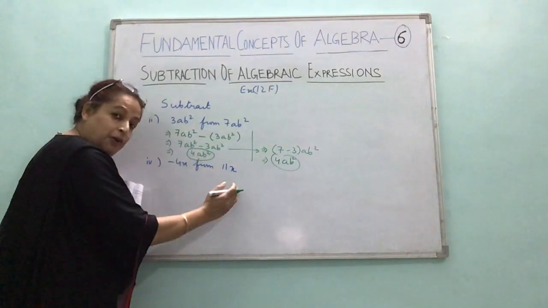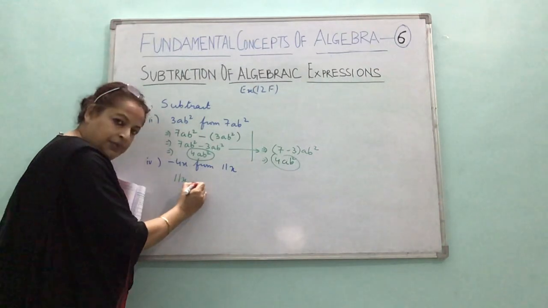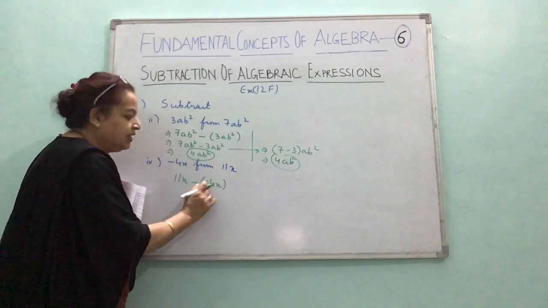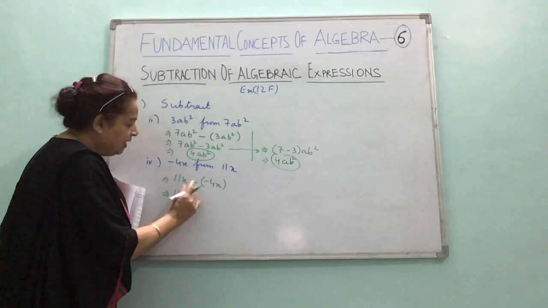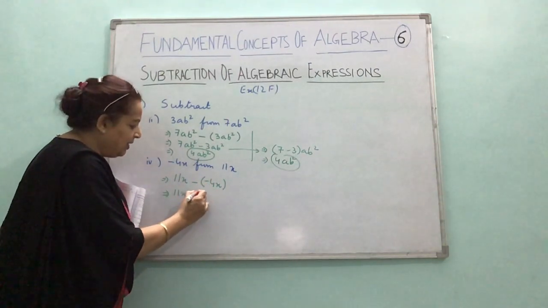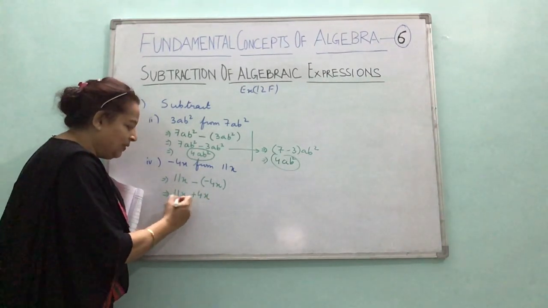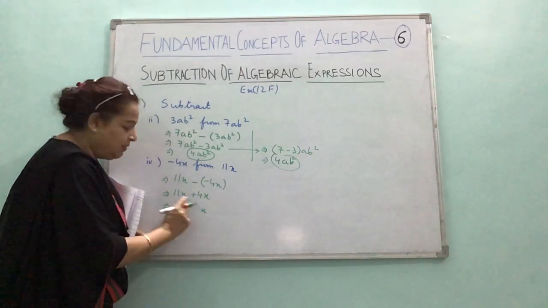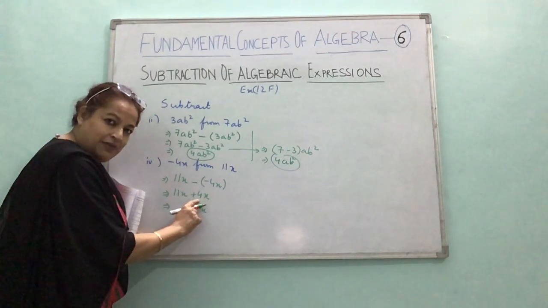Now from this, so the value 11x would be written first. I have to subtract, and what I have to subtract? Minus 4x I will write. Now see what will happen here in this case. Whatever sign is there inside would change, it would become plus 4x. Right? Now you can directly add, because the x part, the alphabet part, would be the same, the literal coefficient would remain the same. Only the numerical coefficients 11 and 4 would be added up.